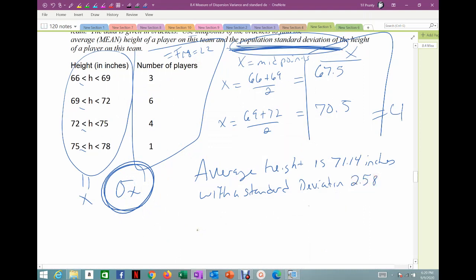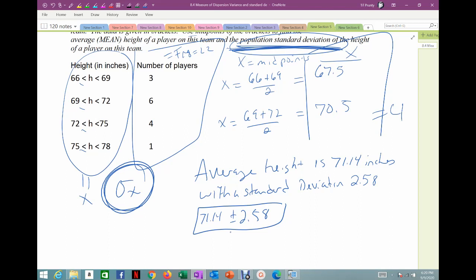And so most people on the team land between the plus minus of that. Right? So if I added and subtracted that deviation, that's the plus minus. So most people on the team have a height of 71 inches plus 2.58 or a height of 71 inches minus 2.58. They land in that range. Most of the people on the basketball team.